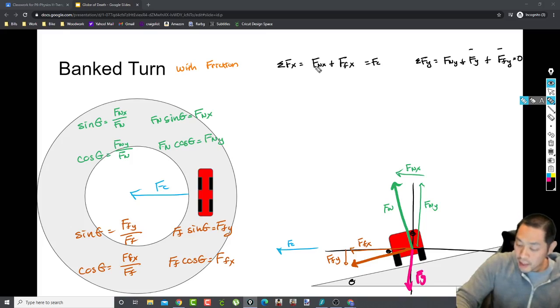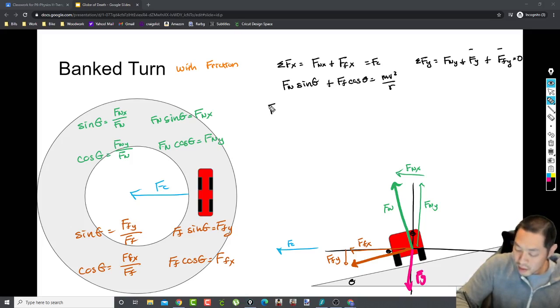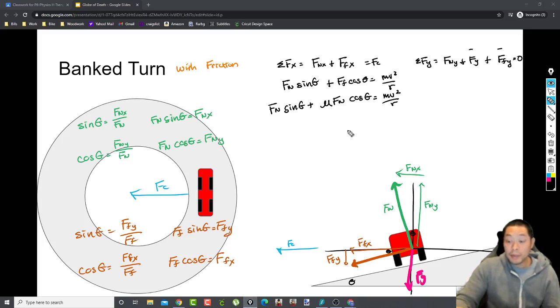With the x first. Fnx is right here, which is Fn sine theta. So I'm just substituting the trig. Ffx is this one right here, Ff cosine theta. And this is equal to mv squared over r. So we're getting closer. I'm going to redefine force of friction. And we're kind of at the same place again. Force normal is not mg. Sucks. Okay. It is something else.